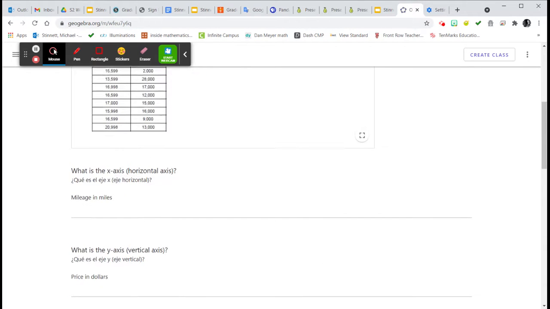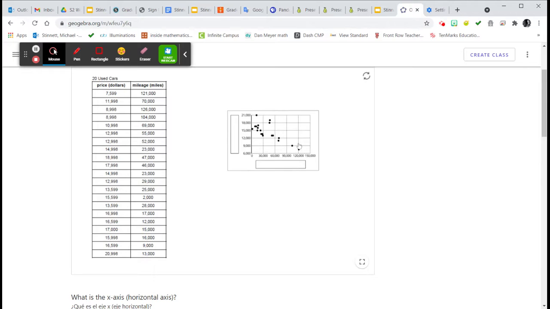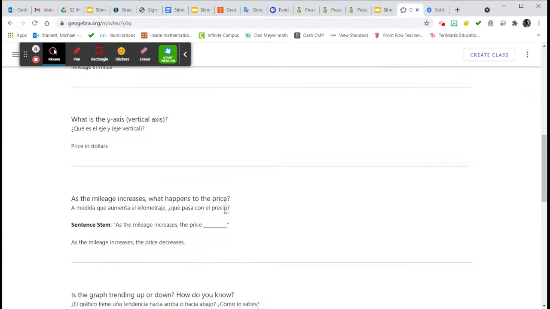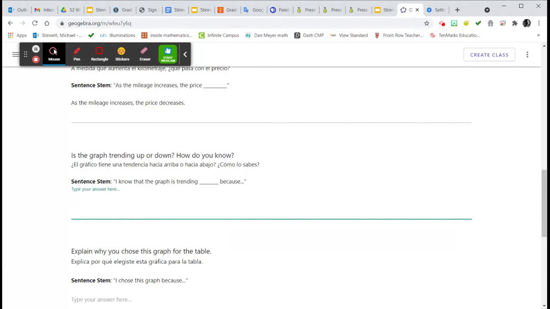Well, trending. Remember we talked about trending as just what's happening with the graph in general. And we read our graphs from left to right like a book. So we start on the left side, we go over and see what's happening. We already talked about as the mileage increases, our price decreases. So we can see that our graph is going down. If we read it like a book, left to right, it's going down. So using my Stinnett stem, I could say the graph is trending down.